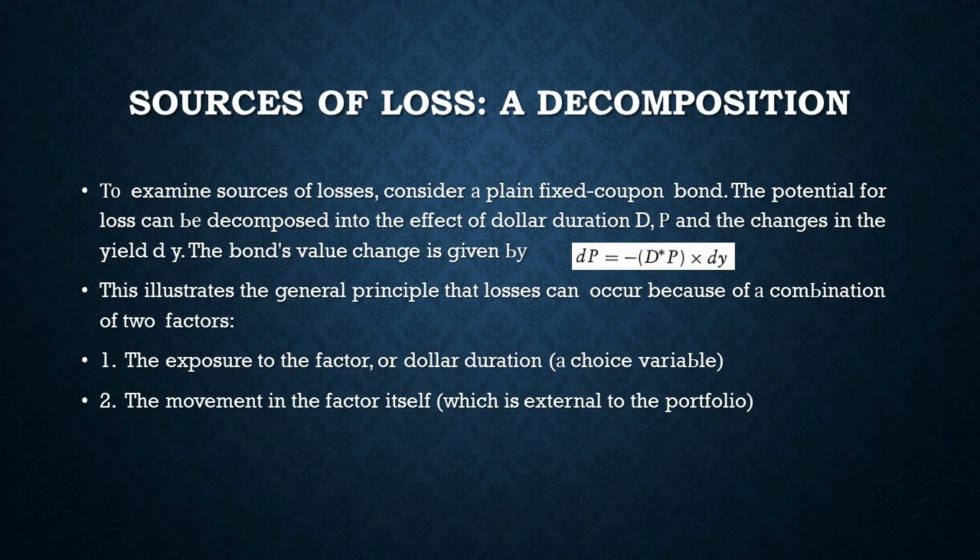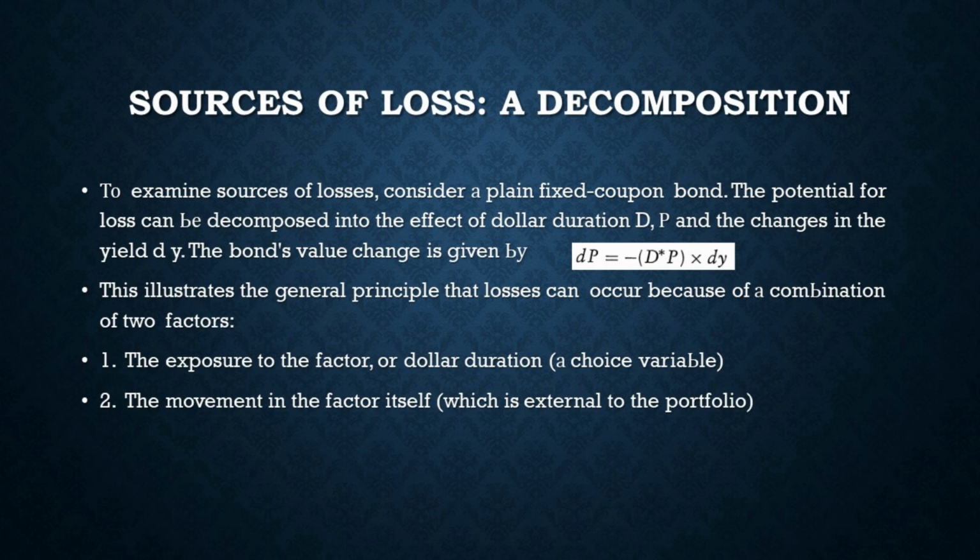Sources of loss and a decomposition. To examine sources of losses, we should consider a plain fixed coupon bond. The potential for loss can be decomposed into the effect of dollar duration, D, P, and the changes in the yield, dy. The bond's value change is given by dP equals minus D multiplied by P, and all of this multiplied by dy.